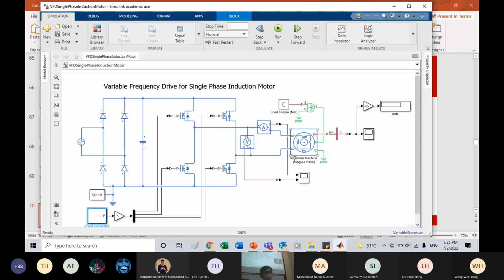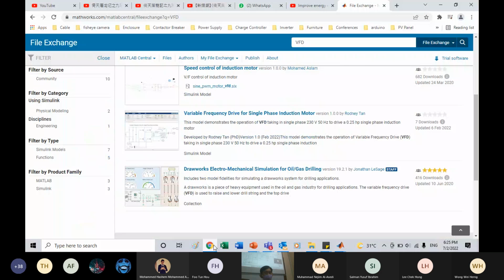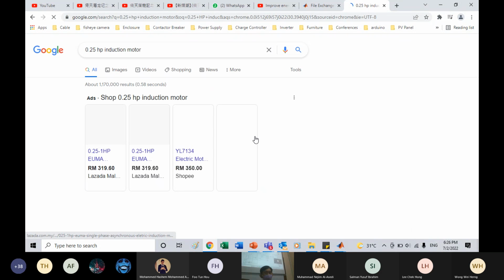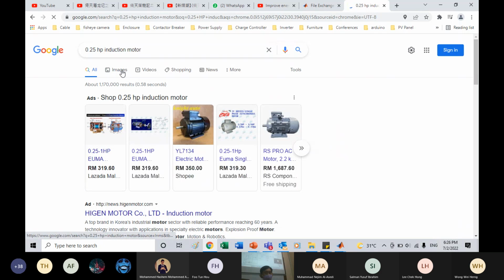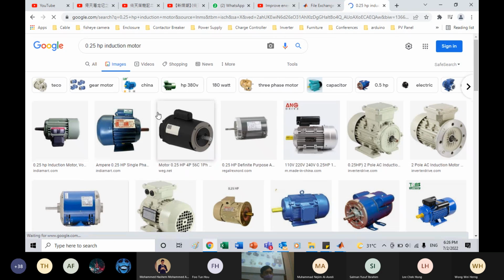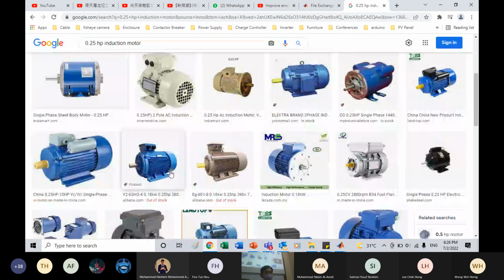I don't do any change. A quarter horsepower induction motor you can find in the market. Quarter horsepower looks something like that. It's a 0.25 horsepower induction motor. You can easily get this in many of the shops out there because it's very common. This is how it looks like. It's that big, I also have one in my office.